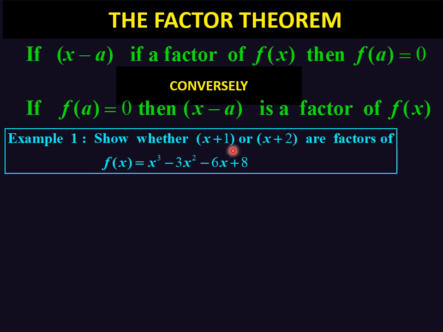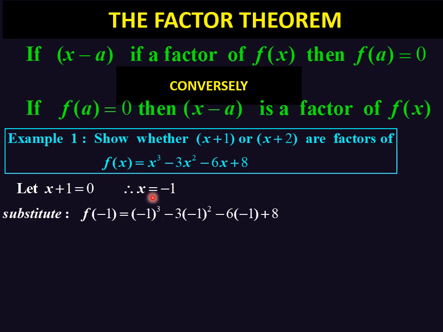Now, to show whether x plus 1 or x plus 2 are factors, we can use the remainder theorem. So if I have x plus 1 and I equate it to 0, that gives me x equal to negative 1. So let's work out the function value of f negative 1. You enter that into the calculator and you calculate it. You don't need to do it mentally. And this answer is 10. Because the answer is not a 0, I now can deduce that x plus 1 is not a factor. Let's look at the other one.